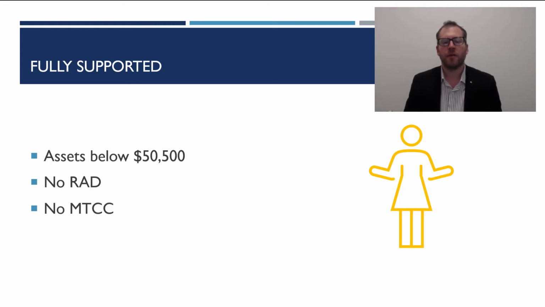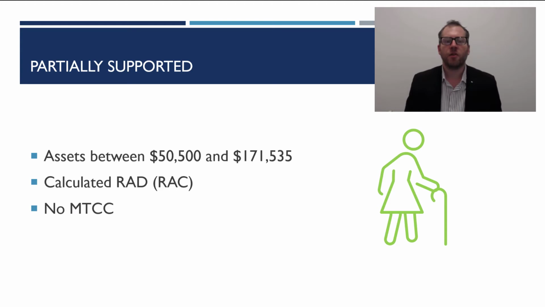So if your assets are below that amount, you will enter aged care and you will not be asked to pay the RAD, so that big lump sum contribution, and you will also not be asked to pay the means tested care contribution fee. So the only fee that applies to a fully supported resident is just that basic daily care fee, as I mentioned before, approximately $52 per day. Moving on to a partially supported resident. Now, these are generally residents with assets between $50,500 and up to $171,000.